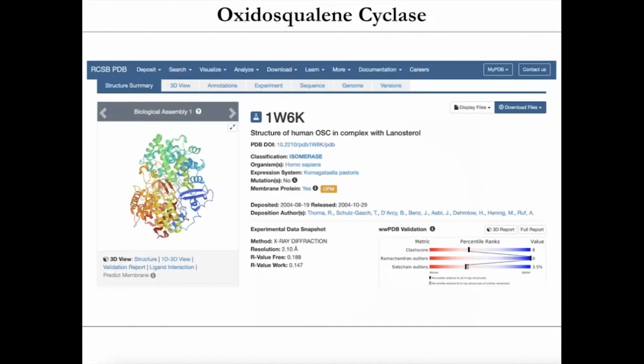And so here is the structure of oxidosqualene cyclase we're going to look at. So its code is 1W6K. And it's complexed with lanosterol. It is the oxidosqualene cyclase from Homo sapiens, from human beings, but it was expressed in yeast cells, actually. I think this is the first recombinant protein that we've looked at that was expressed in yeast. So you can make other proteins in yeast recombinantly. So it was deposited in 2004. X-ray diffraction, it has a very high resolution of 2.1 angstroms.